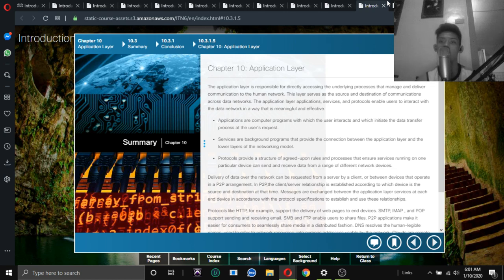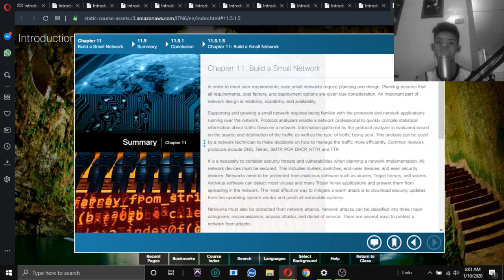We're now proceeding to chapter 11, building a small network. It is a necessity to consider security threats and vulnerabilities when planning a network implementation. All network devices must be secured, and this includes routers, switches, end user devices, and even security devices. Networks also need to be protected from malicious software such as viruses, Trojan horses, and worms.